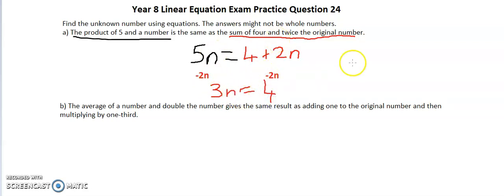Now to get n by itself, I need to divide both sides by 3. So that leaves me with n is equal to 4 over 3.